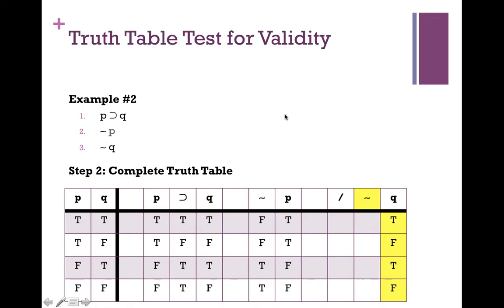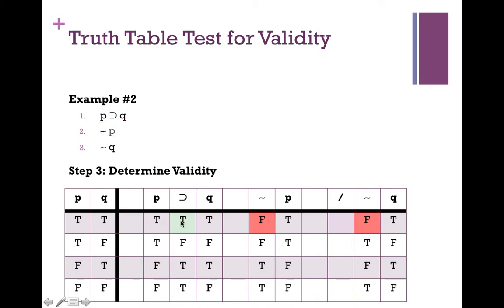Okay, so now that we've done that, we come to step 3 and we determine validity. And what we're doing is we're just looking for one row in which the premises are true and the conclusion is false. Now, we're going to use this column right here because the conditional represents the truth value of this premise. We're going to use the negation right here because that tells us the truth value of this compound proposition. And then we're going to use the negation right here, that column, because that tells us the truth value of this entire compound proposition. So let's begin.